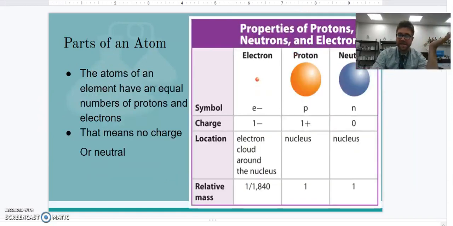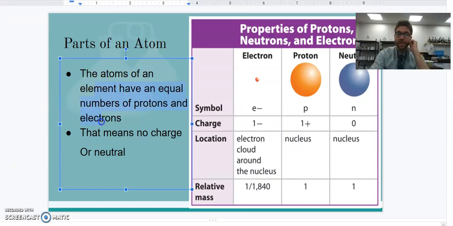All right, this next slide kind of says the same thing. It does have one important bit of information, and that is there's always an equal amount of protons and electrons because it keeps an atom neutral. In order to keep an atom neutral, that means we have the same amount of pluses and the same amount of minuses. In order to have pluses and minuses equal, we need to have the same amount of protons and electrons. So there's always going to be the same amount of protons and electrons.